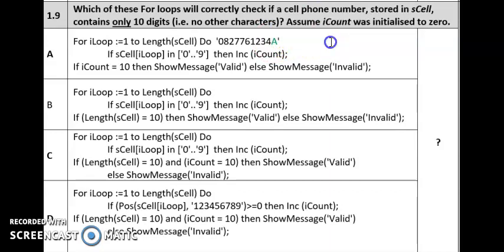Okay, it's going to check for the right number of digits, but it's not going to take into account the fact that there might be other characters that are not digits in it. Right, let's look at the next one again.